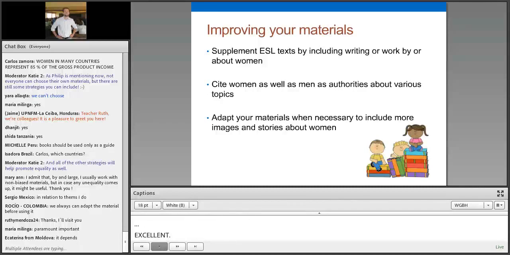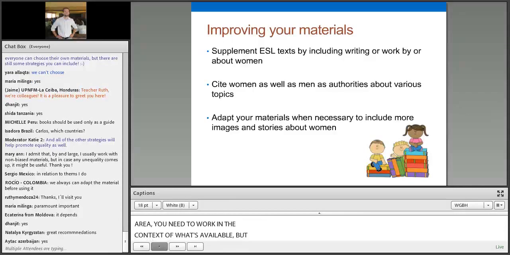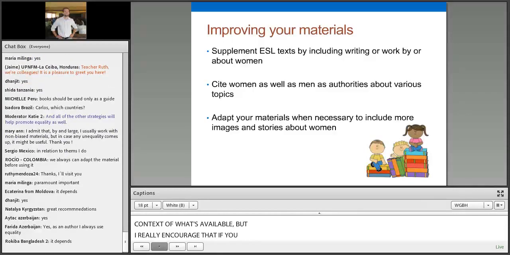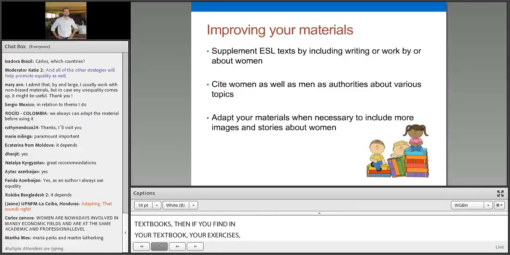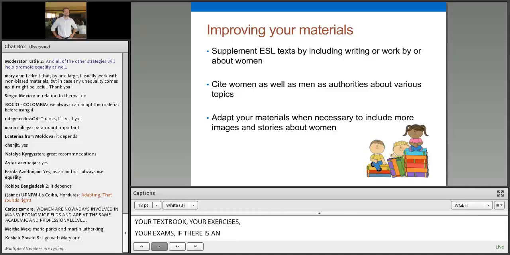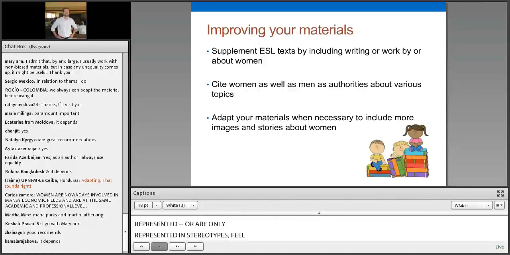Now, as I said, you'll have to work, and for this particular area, you need to work in the context of what's available. But I really encourage that if you are not allowed to choose your textbooks, and you find in your textbook, your exercises, or your exams that there is an unequal amount of time, that men and women are not represented equally, or only represented in stereotypes, feel free to create some of your own materials that you can add in, whether it's reading or writing samples, or just changing the names of people in the class or the jobs that they have in the exercises. And this will go a long way to making both students feel valued and feel like they have equal opportunities.